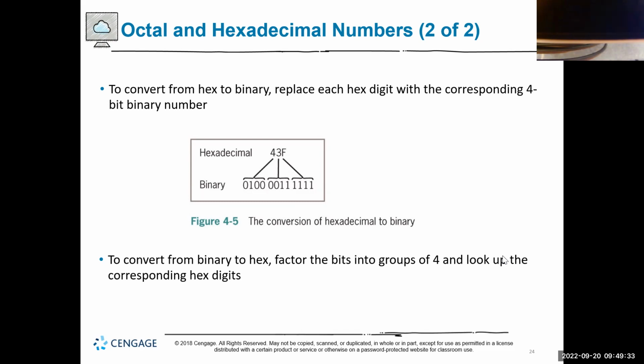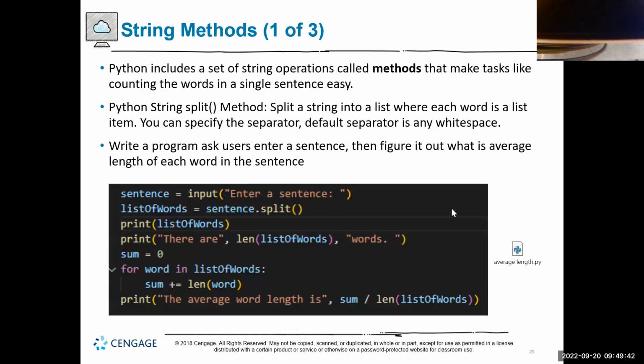So for this one, I think it's very simple. You can create the two lists and match every single item together. Okay. Now we have the string method here, right?